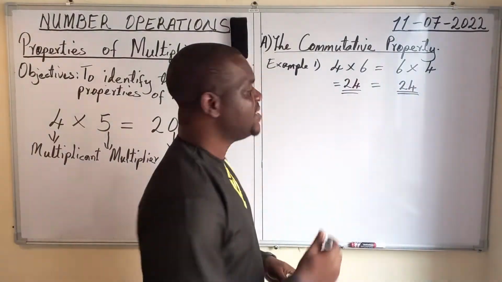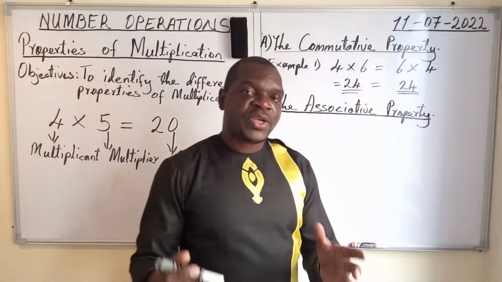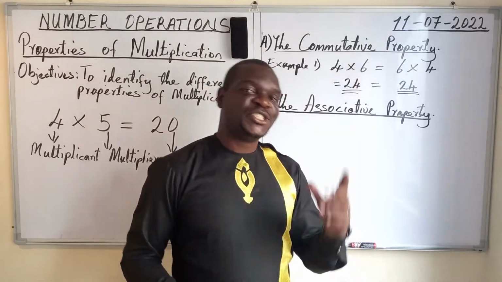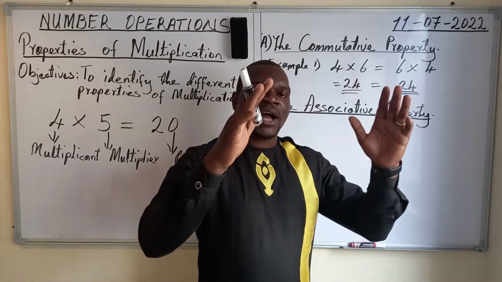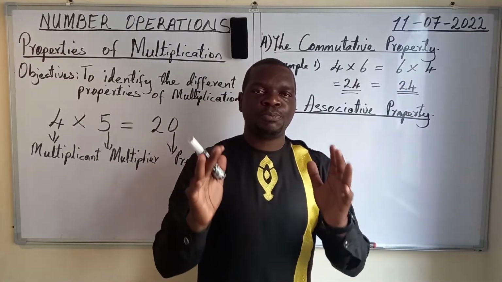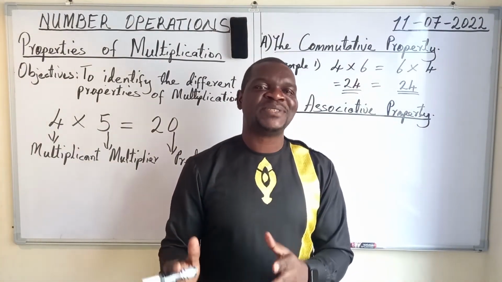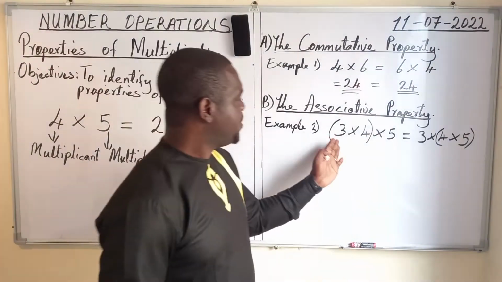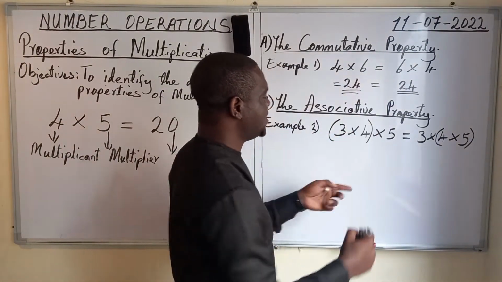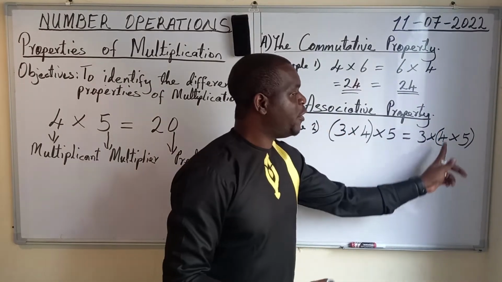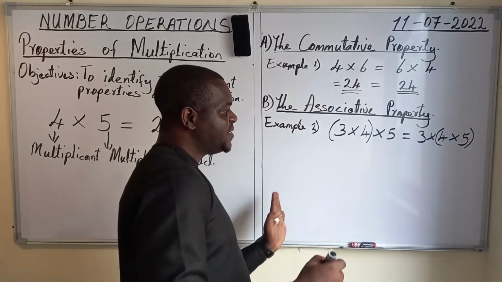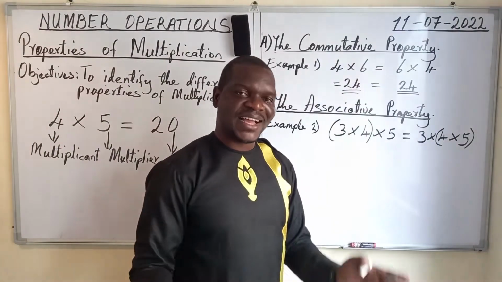The next is the associative property. With the associative property, just like in addition, it states that no matter how you associate numbers or you group numbers, the answers will always be the same. Let's look at this. 3 times 4 in bracket times 5 is the same as 3 times in bracket 4 times 5.